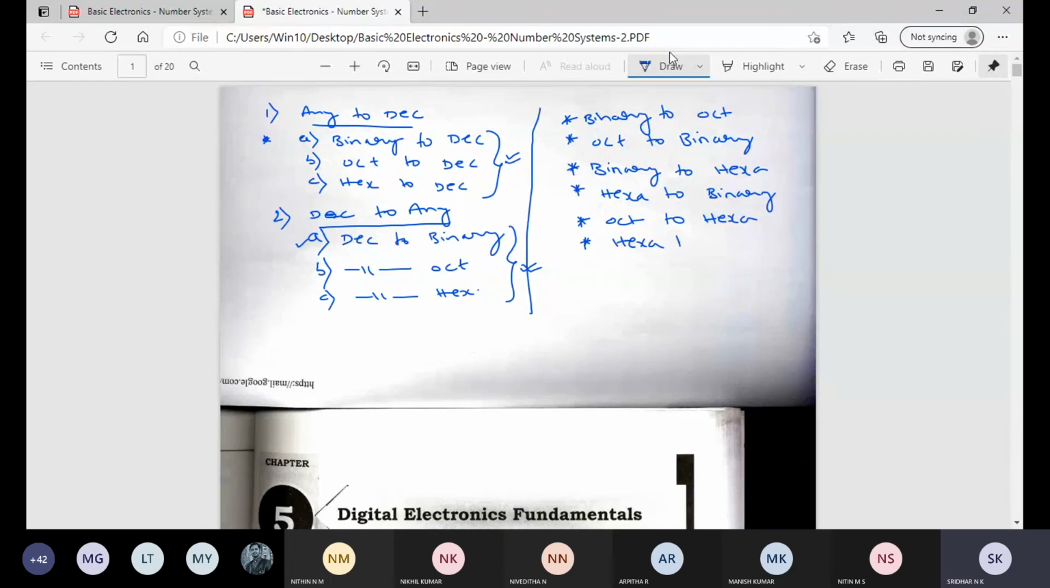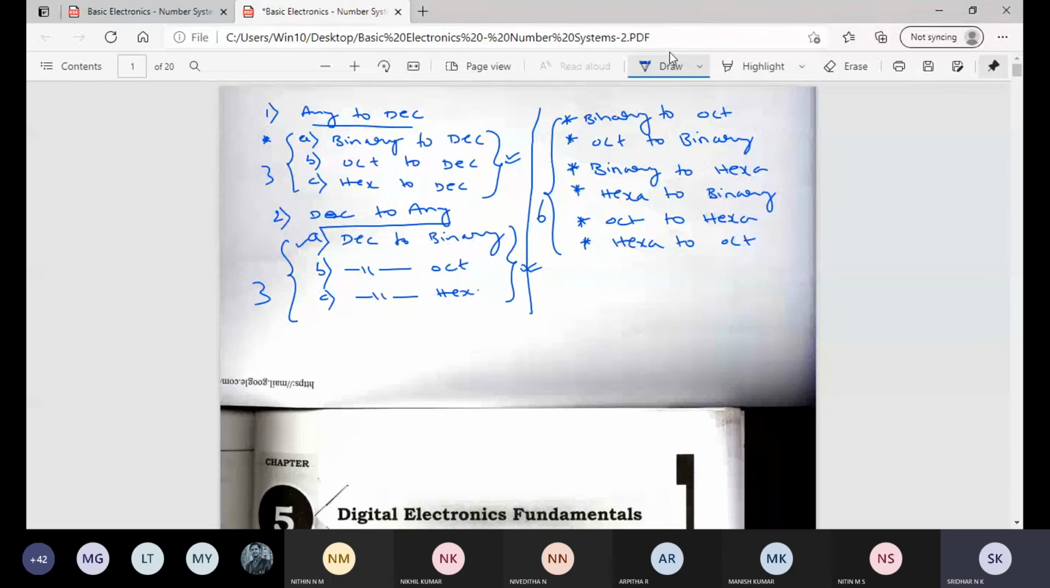Totally there will be 12 types of conversions. If you calculate, this is 6 and this is 6. That is, this is 3, here you have 3, and here you have 6. So total there are 12 types of conversions. If you are familiar with this, then number systems is done. You can get minimum 6 marks from this in your main exam, and it is very important for your career also.